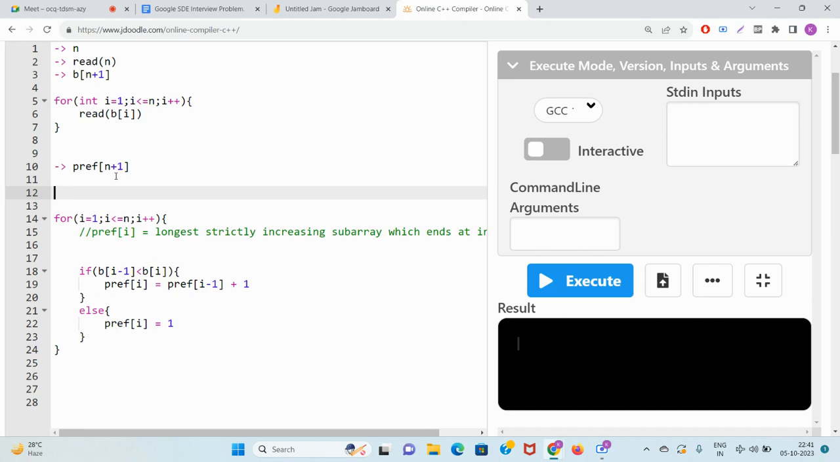So guys, let's start the finding of suffix now.